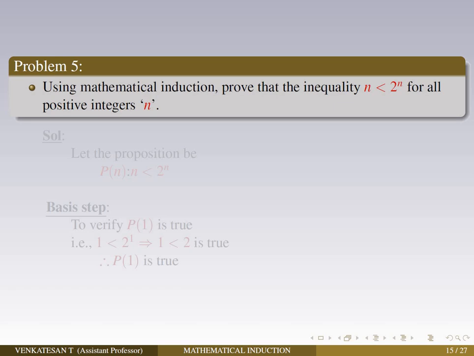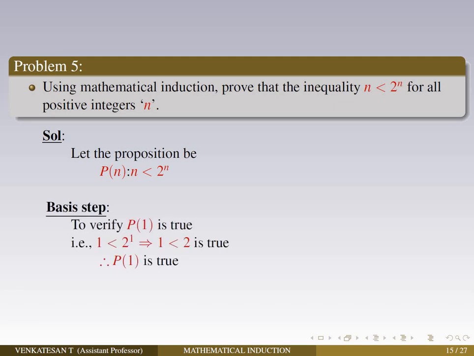Solution. Let us consider the proposition P of n such that n less than 2 power n. Remember, here all positive integers was given, which means in the basis step we can verify that P of 1 is true. On the left hand side, if we replace n with 1, we get 1 less than, on the right hand side, 2 power 1. We know that 1 less than 2 is true. Hence, the basis step is verified.